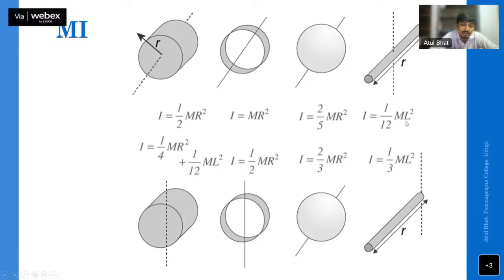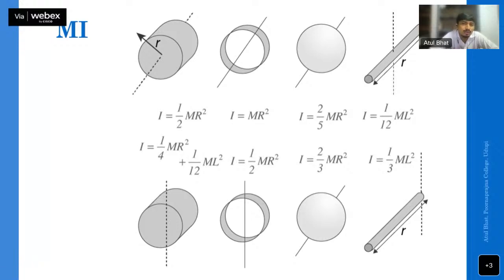L is the length over here. Okay. Similarly, for the first cylinder, the axis was through the faces. Now, let's consider another cylinder over here, given at the bottom, the first one at the bottom. The axis is passing through the cylinder like this, in which case its moment of inertia changes to 1 by 4 mr squared plus 1 by 12 ml squared.